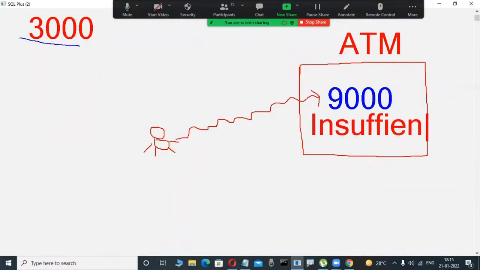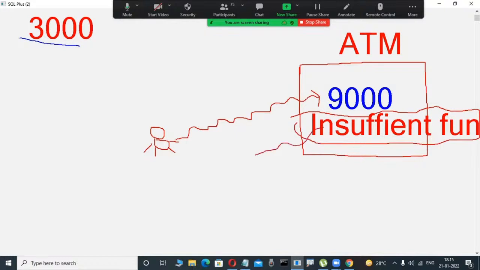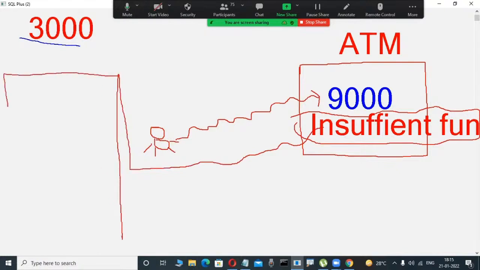Why? Because here your balance is low, 3,000, but you are trying to withdraw more than 3,000, that is 9,000, 8,000, 7,000, like that. How is it possible? In that case only, the insufficient funds message will be displayed. But how is this message possible? Does the ATM center know? No. Actually, just like you, some software engineers write the coding, that is important.